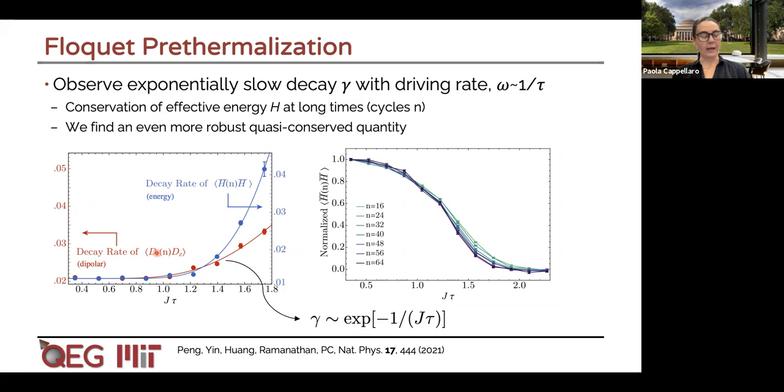It also means that the energy is not the only thing, and not the most robust thing, that you can preserve. Again, I think this should be studied more in order to really understand when this is happening and what we can do with it.